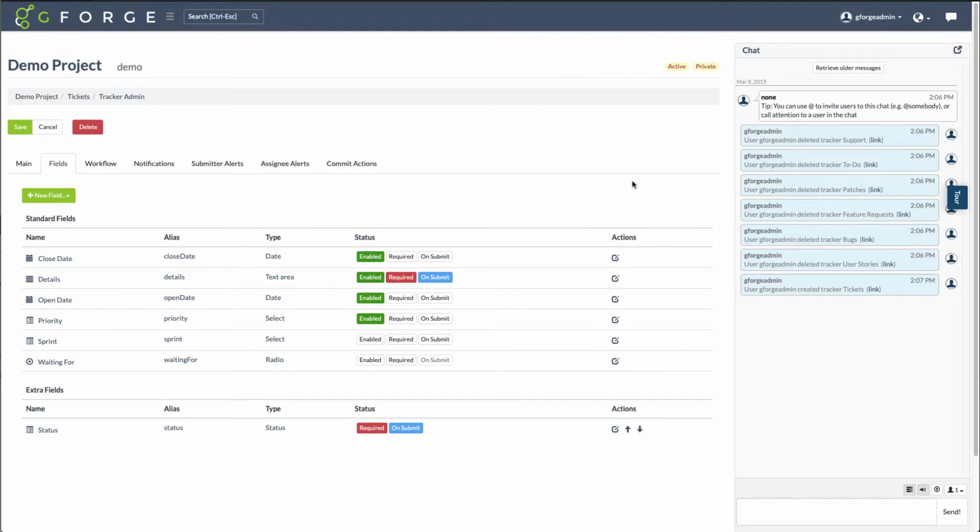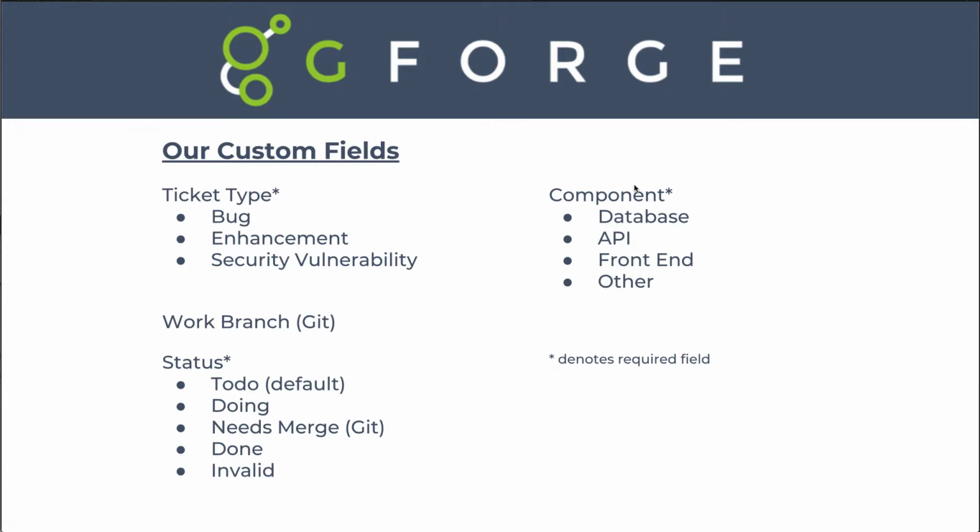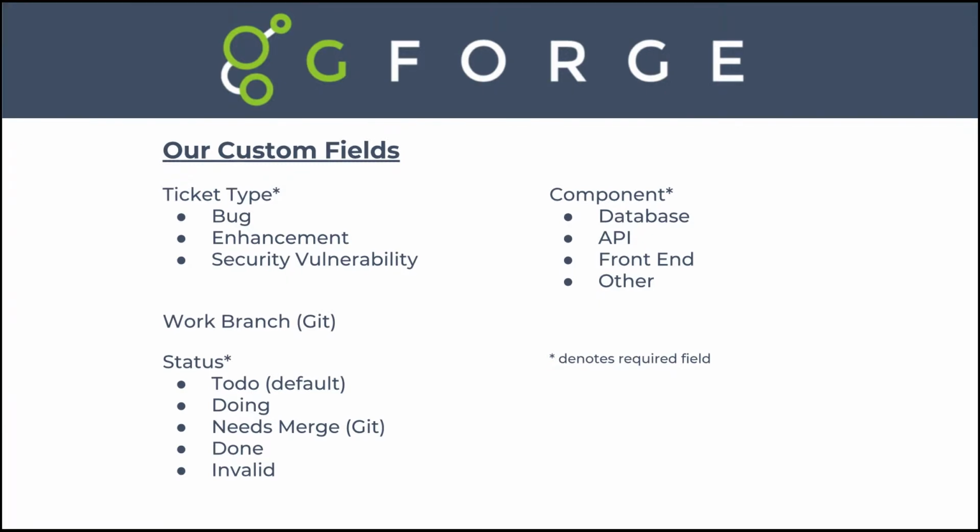Okay, so before you begin customizing your fields, you should spend some time analyzing your needs. For now, building a simple list of fields you need to track will be sufficient. Since we're going to start with a real-world example, here are some common fields we plan on adding to our tickets. Ticket type, which is required, component, which is required, the Git work branch, and then we'll also update the status field. So as you can see, we have ticket type, which will allow us to tell the difference between a bug, an enhancement, and a security vulnerability.